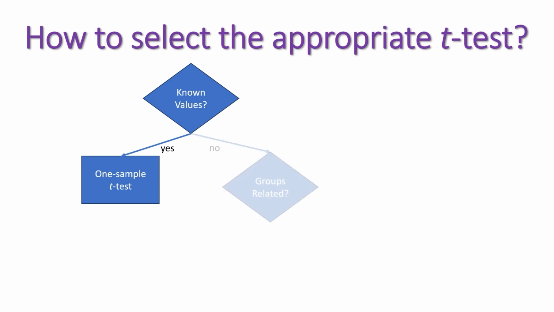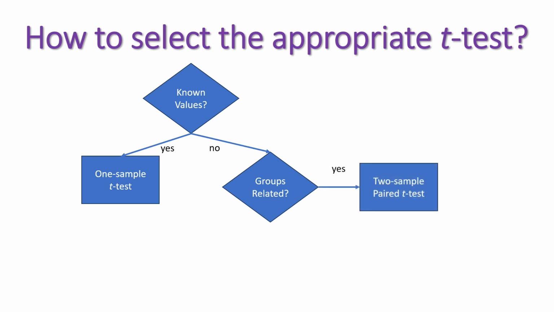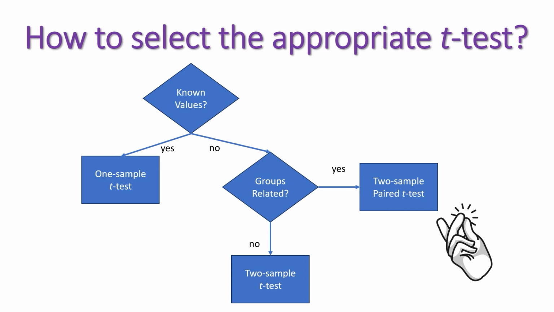If the answer is no, then you come up with your second question, which is, okay, from the two groups that I have, are they related? Are we talking about separate groups? Are we talking about the same group that I'm measuring this particular change or effect in? If the answer is yes, the groups are related, then you use a paired test. If not, then you don't. Easy peasy.